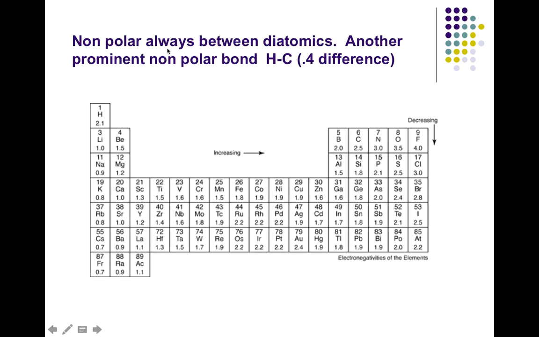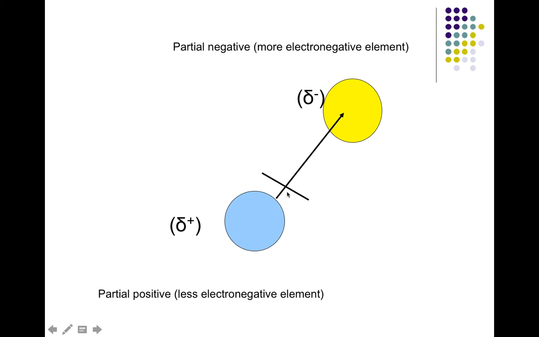So again, it's always nonpolar between diatomics. Another prominent nonpolar would be the hydrogen-carbon bond because it's only a 0.4 difference. Notice carbon is 2.5 and hydrogen is 2.1. You'll notice between ionics like fluorine and maybe lithium, it's a huge difference, 4 to 1, so that's 3, so that's an ionic. But between something like oxygen and nitrogen, it's only 0.5, so that is going to be polar covalent, unequal, but it's not so big that they're not sharing. Okay, so again, partial positive, partial negative, depending on the electronegativity.